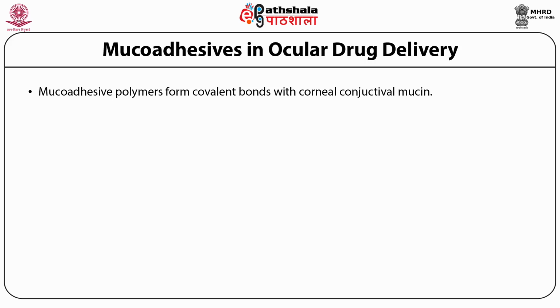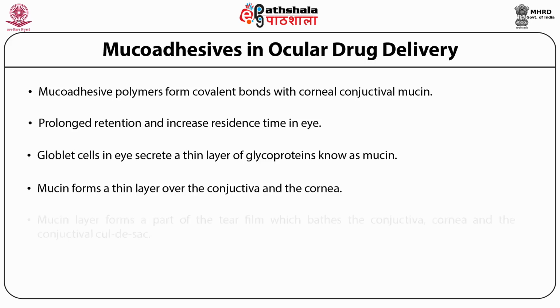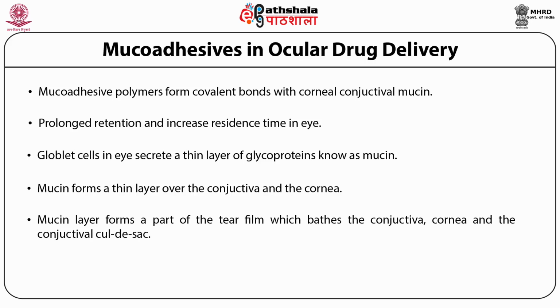Mucoadhesive polymers form bonds with corneal and conjunctival mucin, thereby prolonging retention of the dosage form and increasing the residence time of the drug in the eye. Mucin in the eye is secreted by the goblet cells. This mucin forms a thin layer over the conjunctiva and the cornea. The mucin layer forms a part of the tear film which bathes the conjunctiva, cornea, and the conjunctival cul-de-sac.